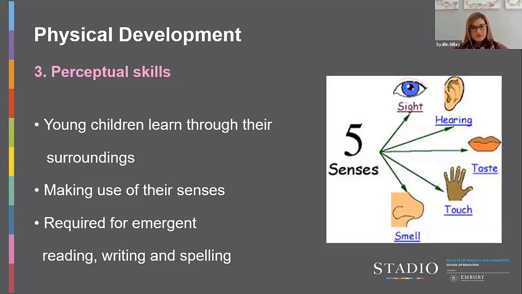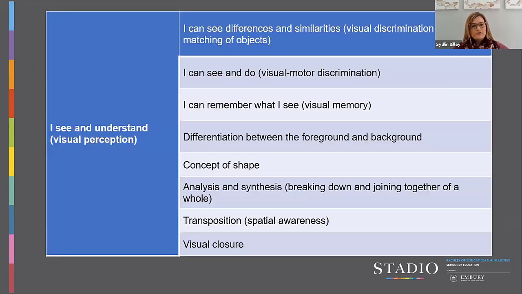at a later stage. So often if a child is having a problem with reading or emergent reading, we might have to go back to physical development and look at developing these skills even better. So I'm going to look now at two very important perceptual skills that need to be developed here. So first of all, it's visual perception.